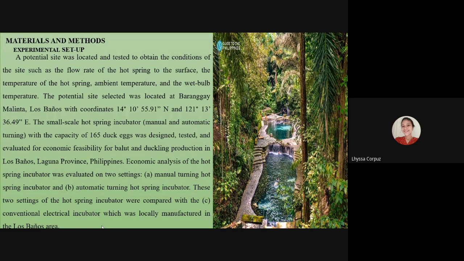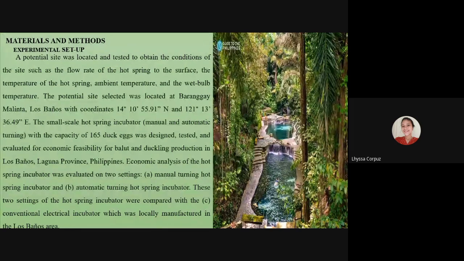36.49 meters east. The small-scale hot spring incubator, manual and automatic turning, with the capacity of 165 duck eggs was designed, tested, and evaluated for economic feasibility for balut and duckling production in Los Baños, Laguna Province, Philippines. Economic analysis of the hot spring incubator was evaluated on two settings: a manual turning hot spring incubator and automatic turning hot spring incubator.